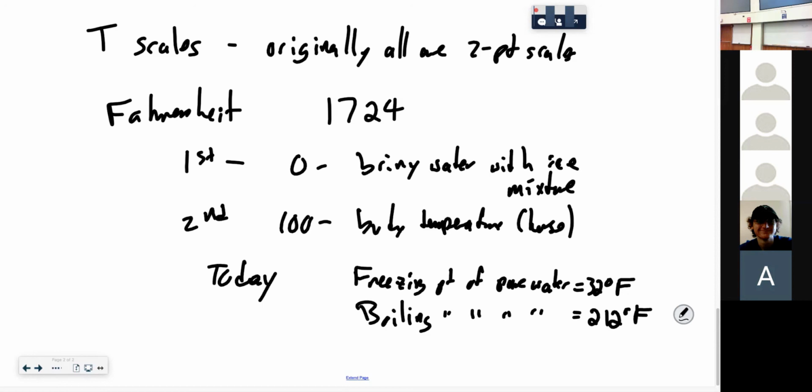You would never do that for length, but we do that for temperature because we didn't even know that there was a 0 point for temperature scale when we set these things up. It turns out that there is, and that's pretty cool. We haven't gotten there yet.